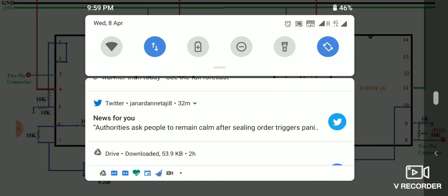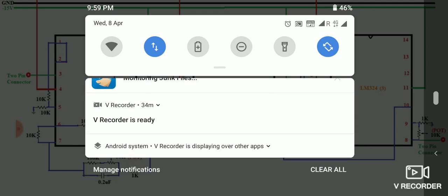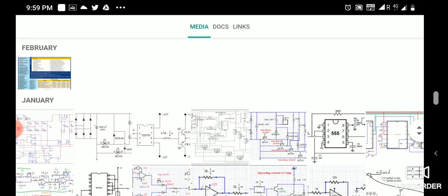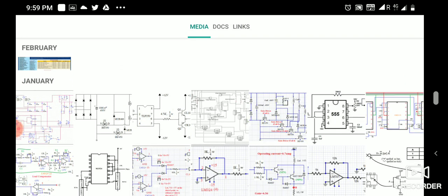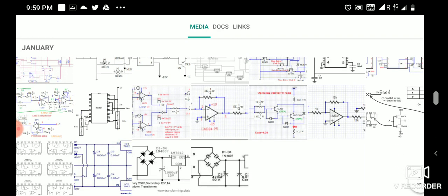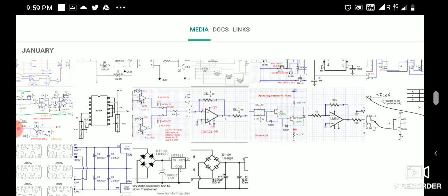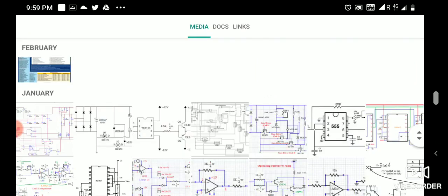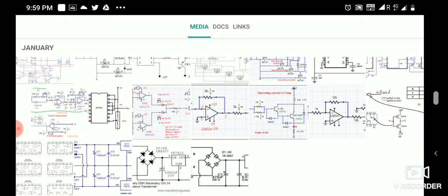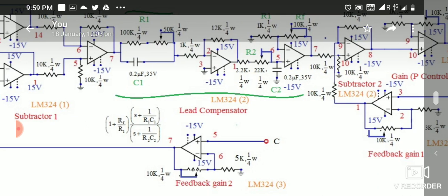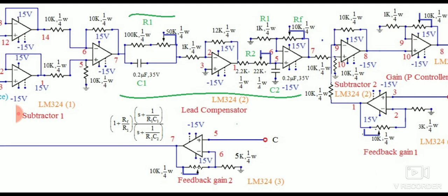What is the advantage of PCB? In PCB, the advantage is that the size is very small. But before that we have to make the design of the PCB in Express PCB software.